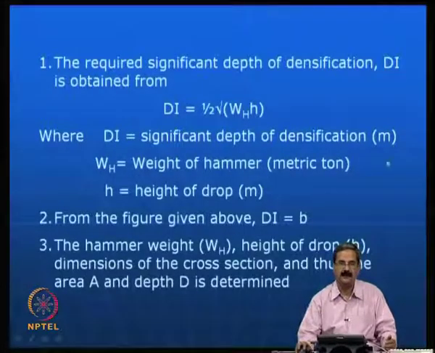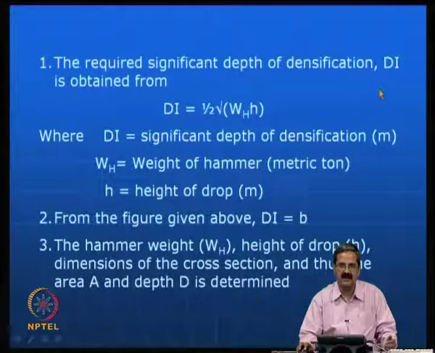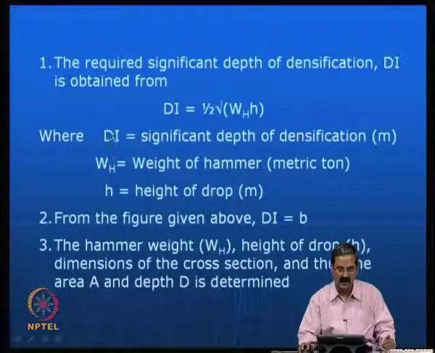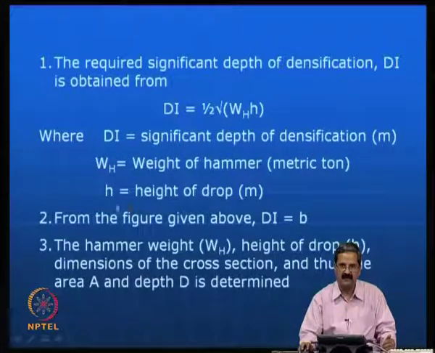For example, the required significant depth of densification is given by di = half into square root of Wh into h. This is a simple formula which I also showed in the previous class on dynamic compaction methods. The di is the significant depth of densification, Wh is the weight of the hammer, h is the height of drop. In the previous design diagram that I gave, the depth of densification is nothing but B. If you see the figures, they are both the same, and if you know the hammer weight, the height of drop, and the dimensions of the cross section, the area and the depth can be obtained.